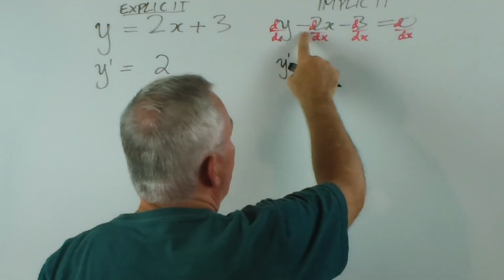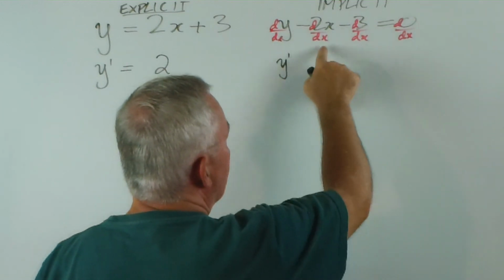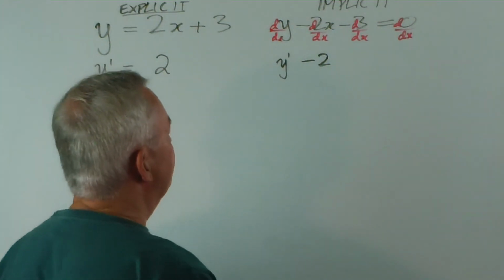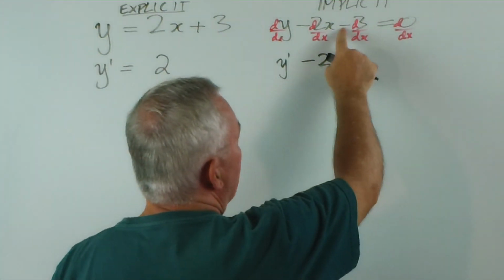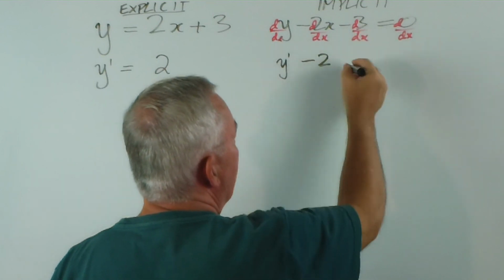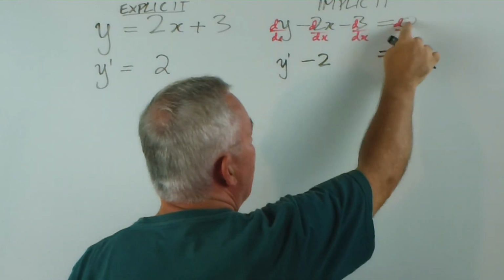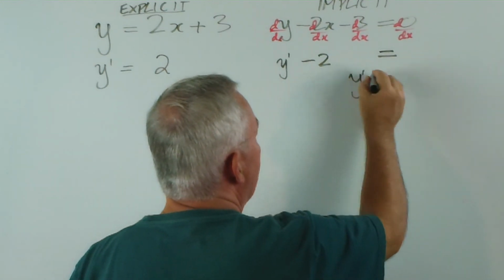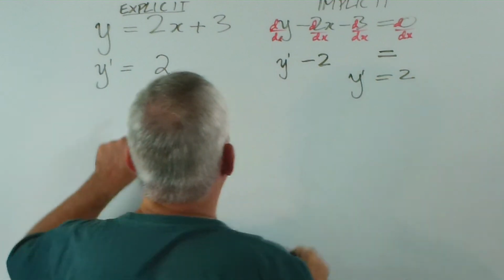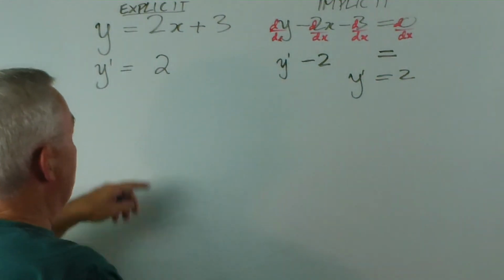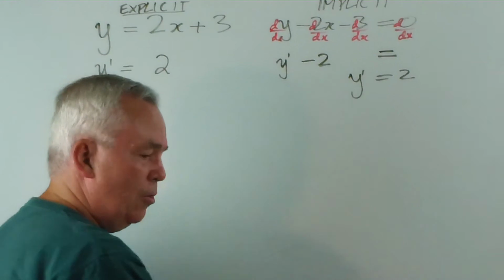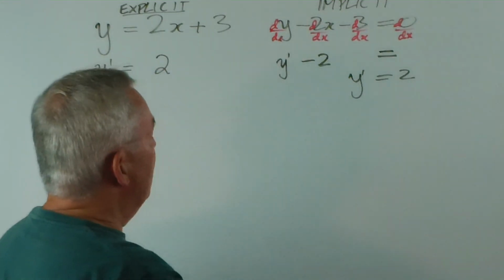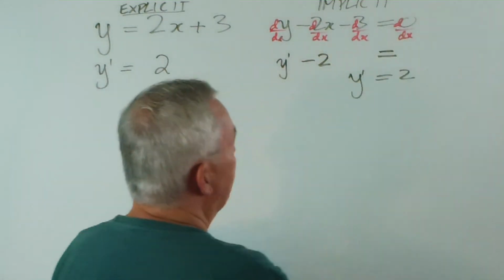The derivative of negative 2x, or minus 2x, with respect to x is the number negative 2. The derivative of the constant negative 3 with respect to x is 0, and the derivative of 0 with respect to x is 0. And if I rearrange this, I get the same result. Now, it was really the same equation, the same graph, the same function, and of course I would expect the same result. But this is how the derivative is found implicitly.